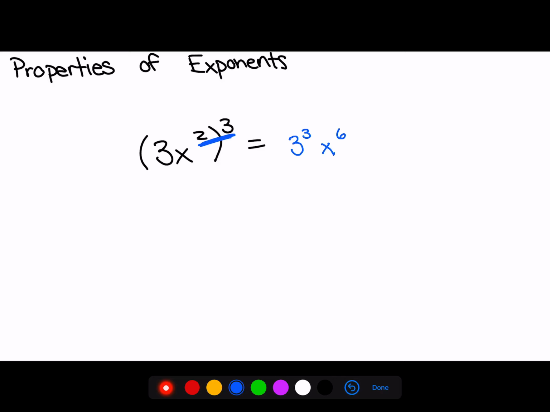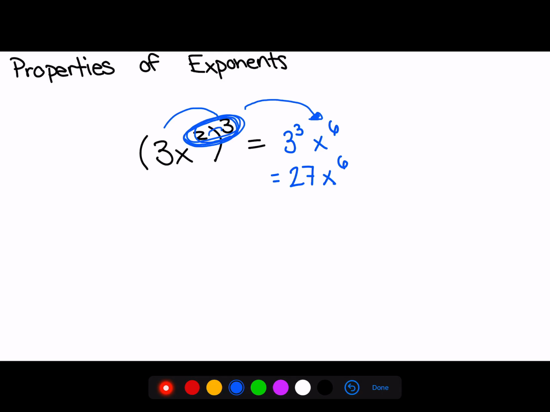Well, 3 to the 3rd power, that's the same as 3 times 3, which is 9, times 3, which is 27, x to the 6th power. And there it is. So again, we're still using that same concept that we just used, multiplying those exponents out to get that 6. And then, of course, I'm just breaking it apart. So both of them get the 3. All right. Let's continue on then.